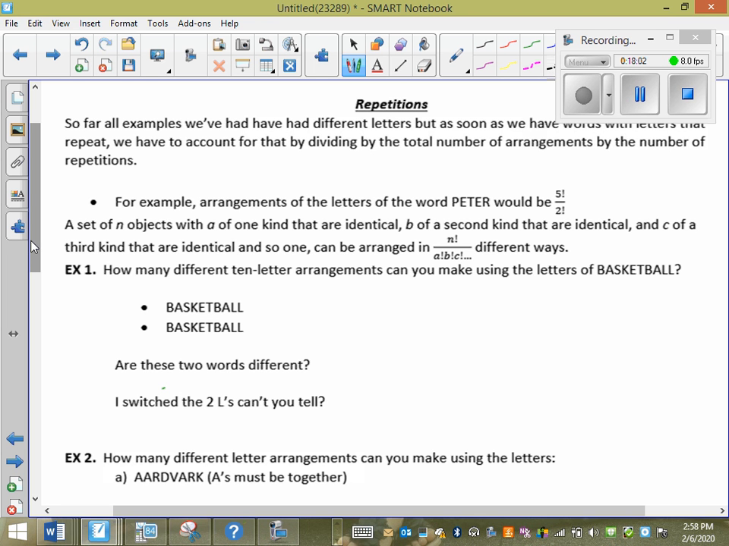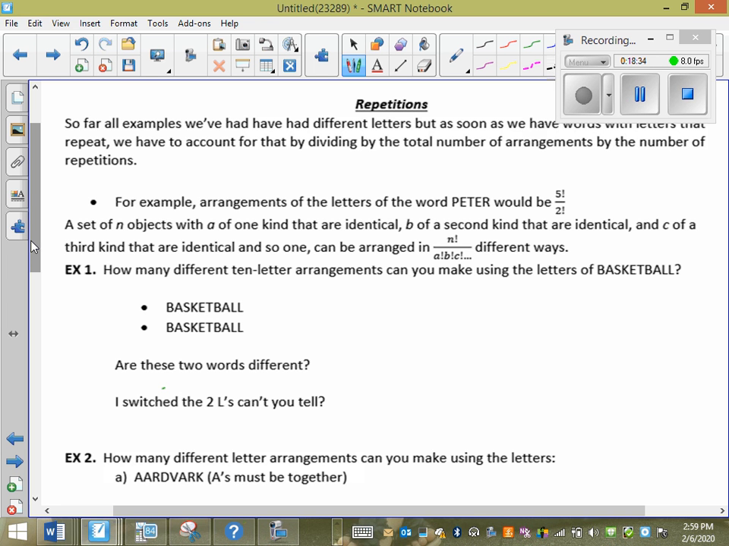Example 1. How many different 10-letter arrangements can you make from the word basketball? I put basketball and then I put basketball again. As I was typing, you didn't realize this. But are these two words different? Basketball and basketball? If you just quit reading ahead, children. If you didn't read ahead, are those just different words? Basketball and basketball.